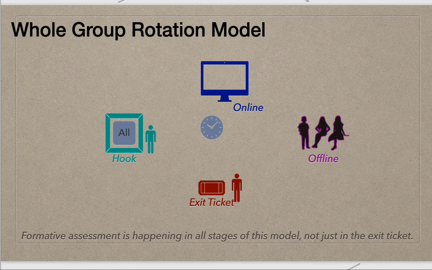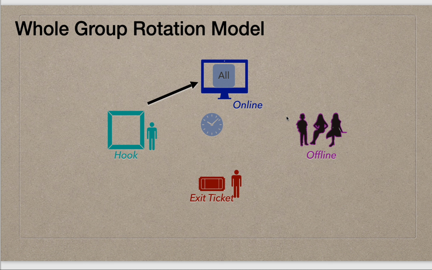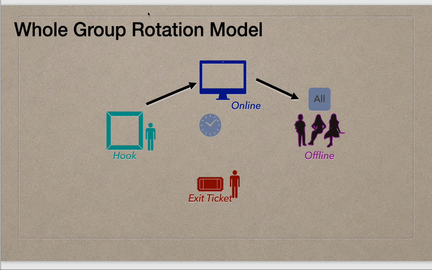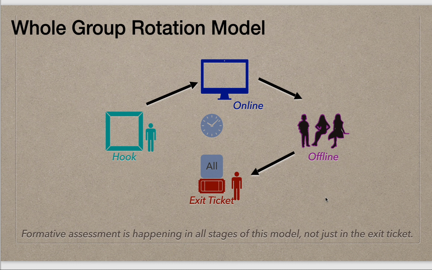And then the entire group moves to online or offline, it doesn't matter which one comes first, at the teacher's discretion of time. And during this online and then offline activity, the teacher is doing formative assessment by walking around the classroom, asking questions, answering questions, guiding students, observing work, maybe having side-by-side assessments of the students' work, and then there is formative assessment at the end, also in the form of an exit ticket. So that assessment is happening throughout the period.